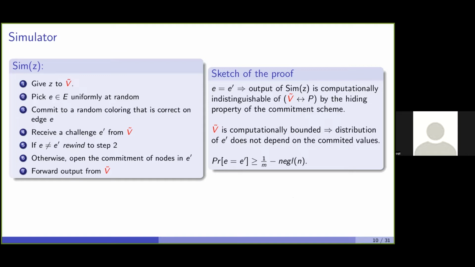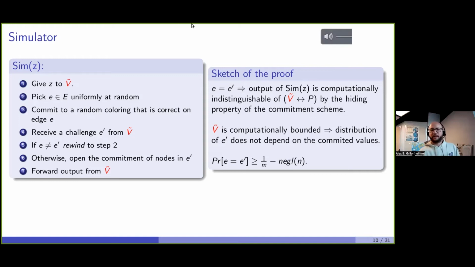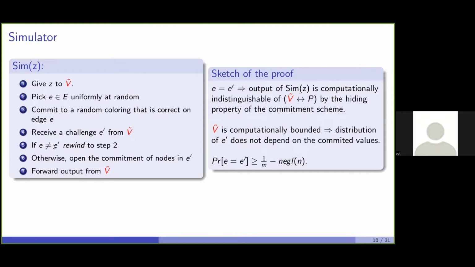What's happening if I just stop the protocol at 2? What do we mean stop at 2? So what if the protocol is just that I give a random coloring, without rewinding if the edge is not the same as edge prime? The point is the probability that they're not the same is pretty high. It's non-negligible, right? 1 - 1/n squared, yes. The probability is 1 - 1/n squared there.